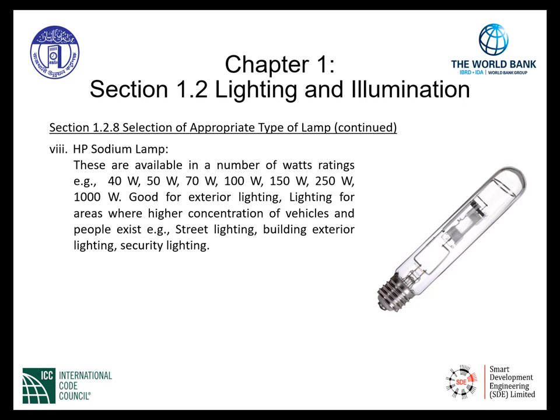These are available in a number of watt ratings, such as 40 watt, 50 watt, 70 watt, 100 watt, 150 watt, 250 watt, and 1000 watts. These are good for exterior lighting, and lighting for areas where a higher concentration of vehicles and people exist, such as street lighting, building exteriors, and security lighting as well.